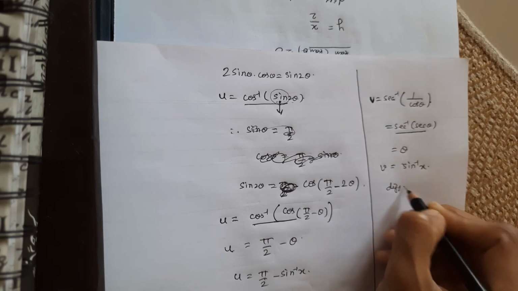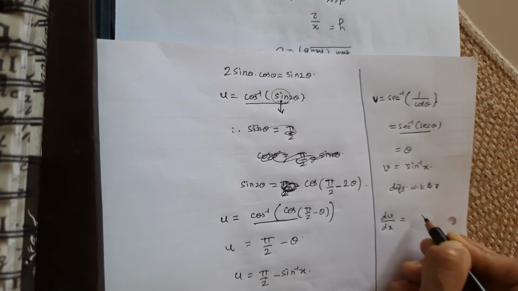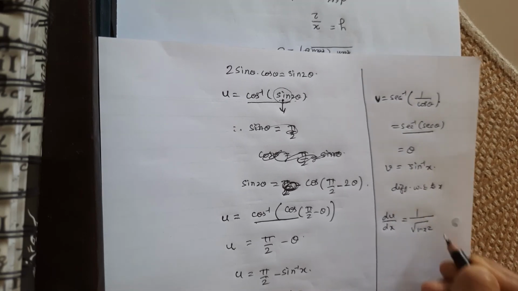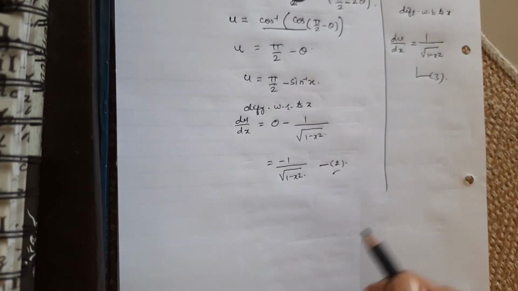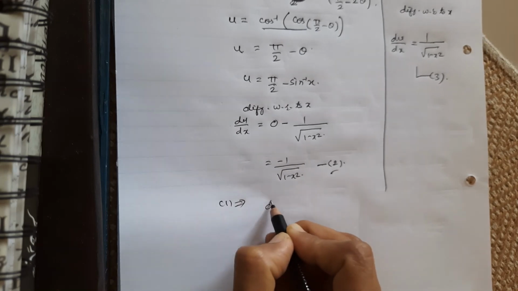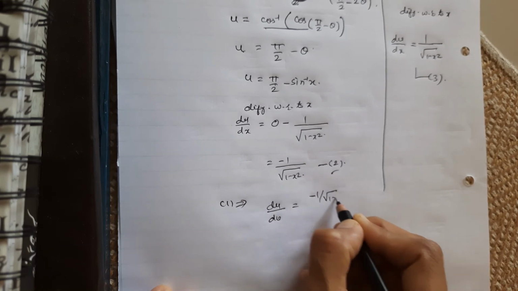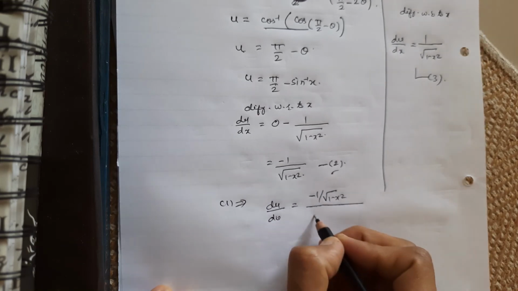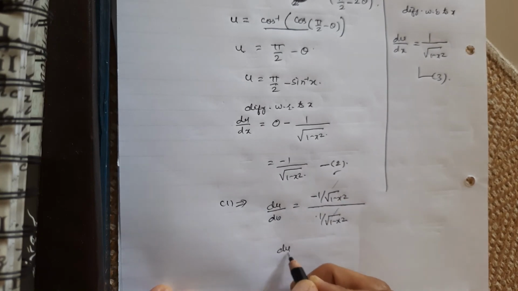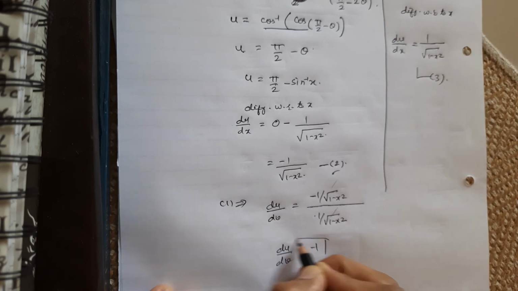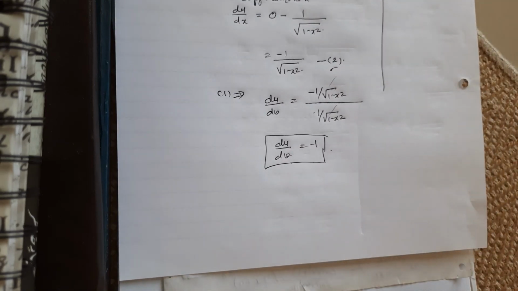Now differentiate this with respect to x. I get dv by dx equal to 1 upon root 1 minus x square. Let this be equation number 3, and use these two values, equation 2 and 3, in 1. So equation 1 implies du by dv equal to minus 1 upon root 1 minus x square upon 1 upon root 1 minus x square. This gets cancelled and we have du by dv equal to minus 1. This is the derivative. So that's how we solve this type of example.